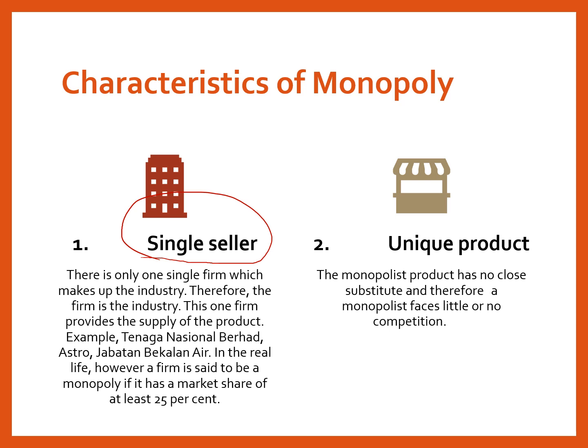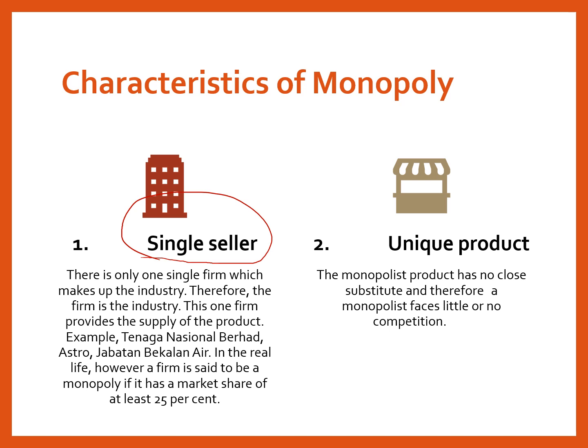Kenapa dikatakan sebagai price maker? Sebab dia boleh meletakkan harga yang tinggi, sebab dia tahu dia adalah the only firms yang akan tawarkan produk tersebut kepada pengguna. By hook or by crook, you must buy that product from that firms. Okay, so in other words, a monopoly cannot exist, okay, if there are any competition or any substitute product. Okay, sebab tu dikatakan, okay, monopoly ini adalah a price maker.